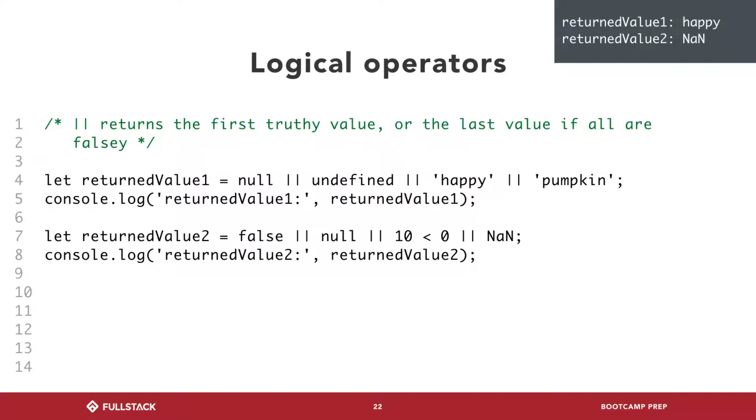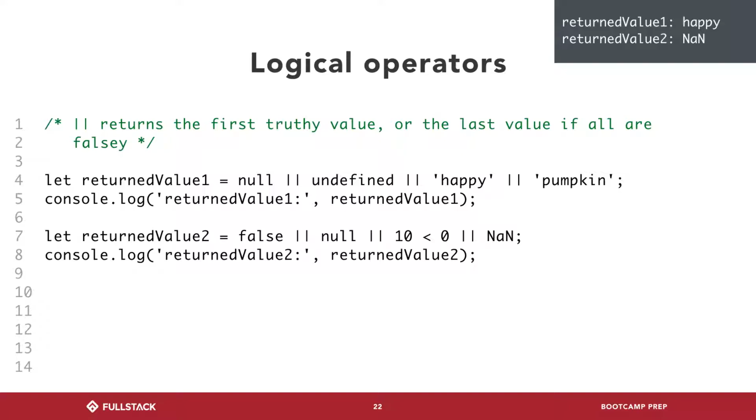In this case, if this is a return value, we have null, undefined, happy, and pumpkin. Usually when I use this, what I want to know is whether at least one of these four things is truthy. So if it goes null, I know this is falsy, oh, this is truthy. Great, here you go. It won't even check the last one, because I already got at least one truthy thing, and that truthy thing is a string called happy.